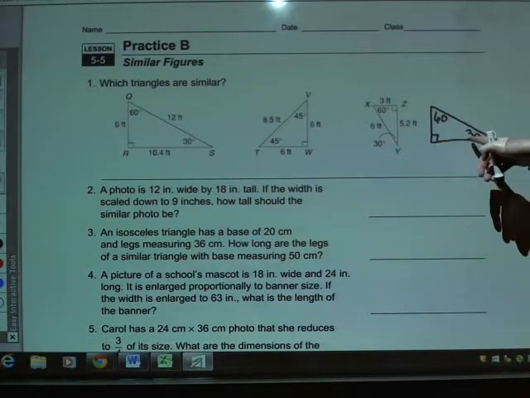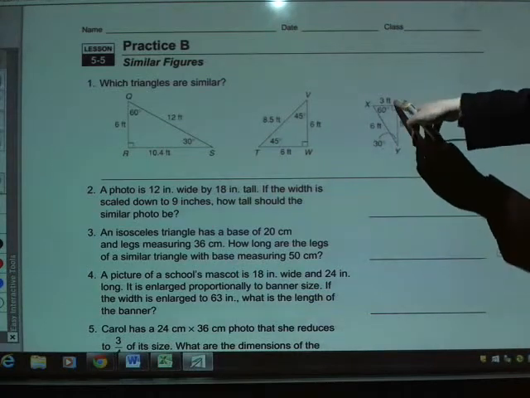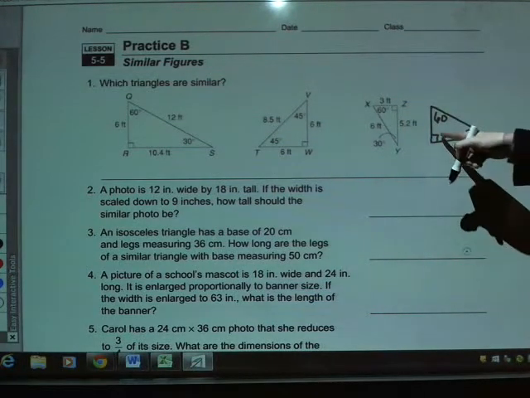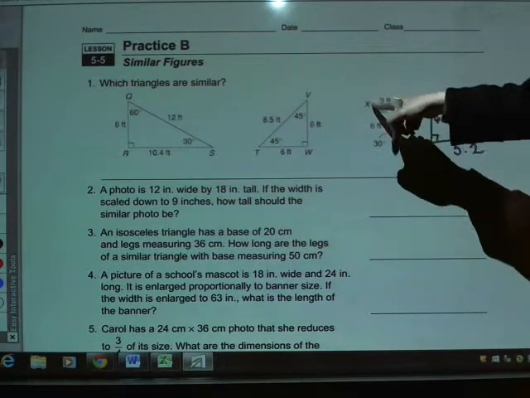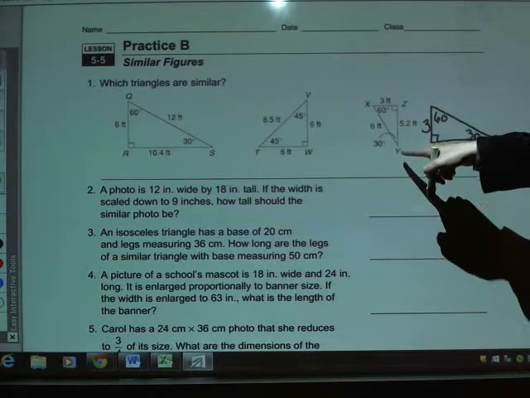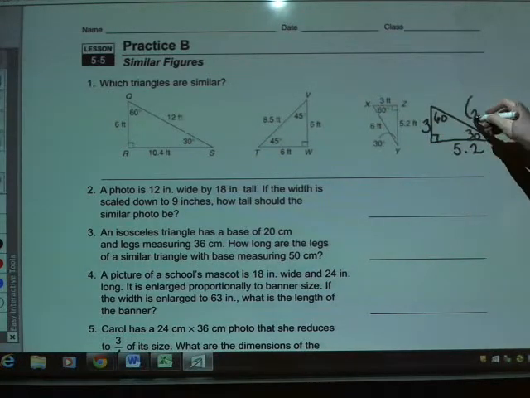Now, as we go from the 30 to the 90 in the drawing, we see that that's marked at 5.2. As we go from the 90 to the 60 in the drawing, that's marked at 3. And as we go from the 30 to the 60 in the drawing, that's marked at 6. So now we can try and prove that these triangles are similar.